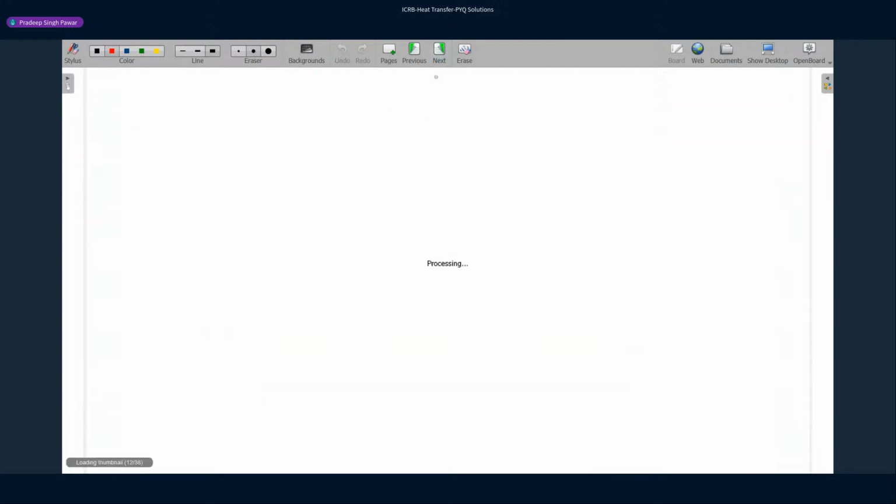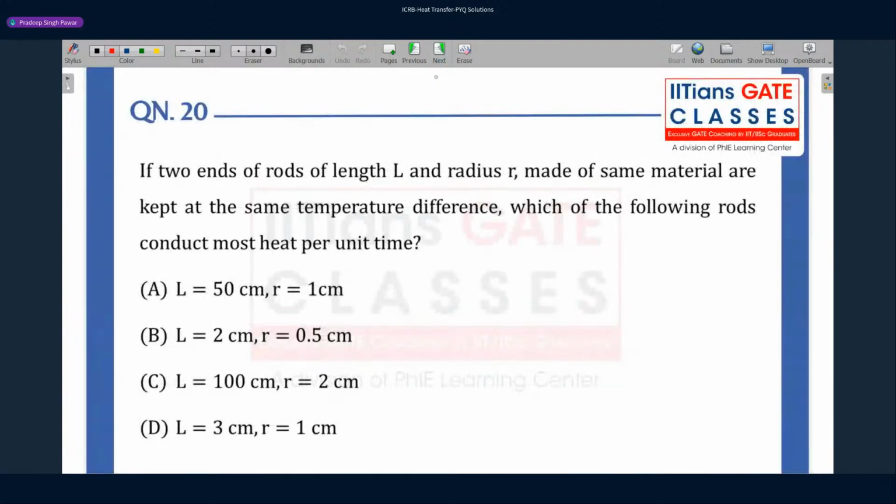Let's move to the next problem. Let's look at this problem. We have two ends of a rod of length L, radius R, made of the same material, kept at the same temperature difference. The important thing to note is they are of the same material. This problem is related to conduction. Same material means conductivity is the same, and they are kept at the same temperature difference, so delta T is also the same. Which of the following rods conducts the most heat per unit time?